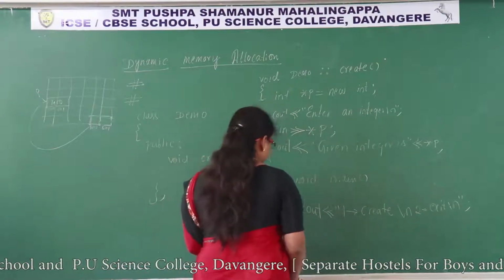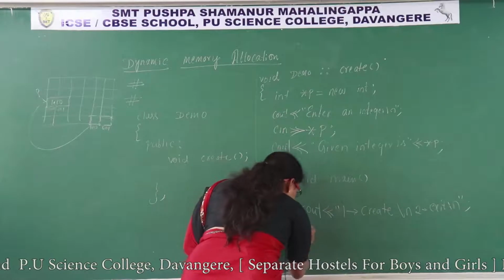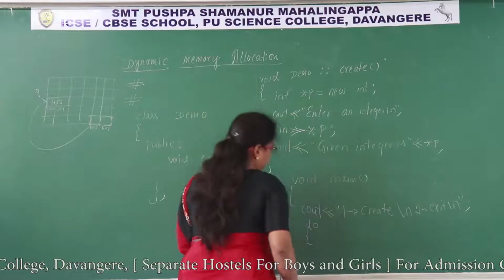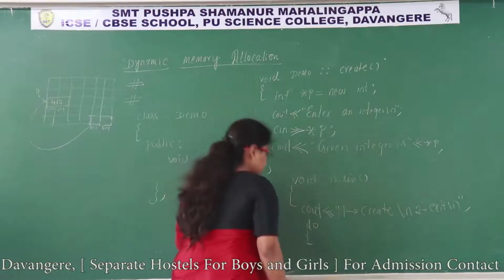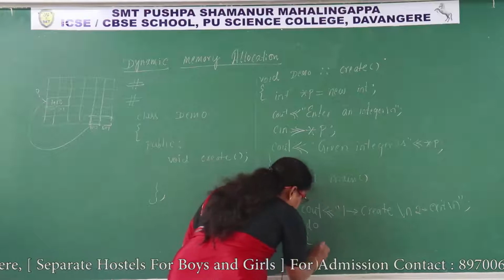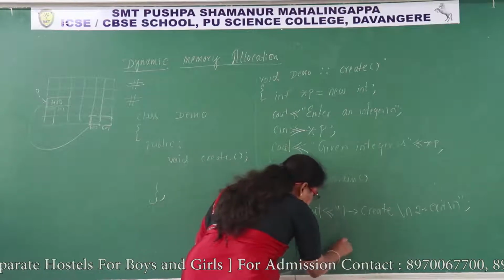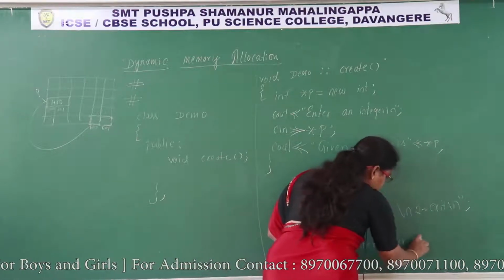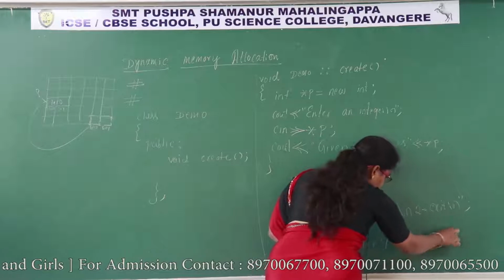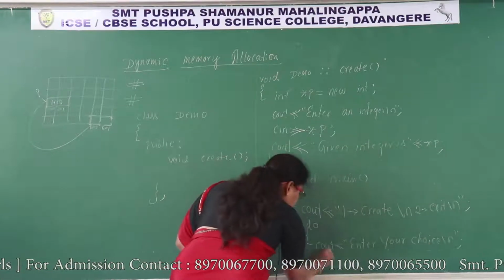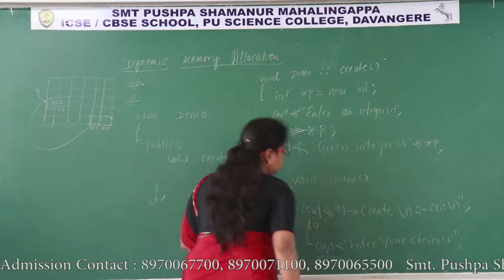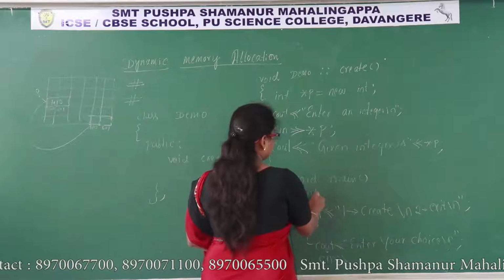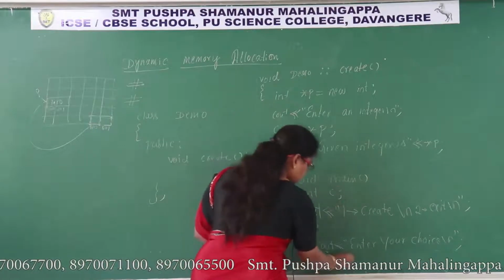So, in do, I'll write cout, enter your choice. Our choice may be 1 or 2 like that, isn't it? These are all integers, so I have to declare an integer variable here. Int c I'll take, choice.